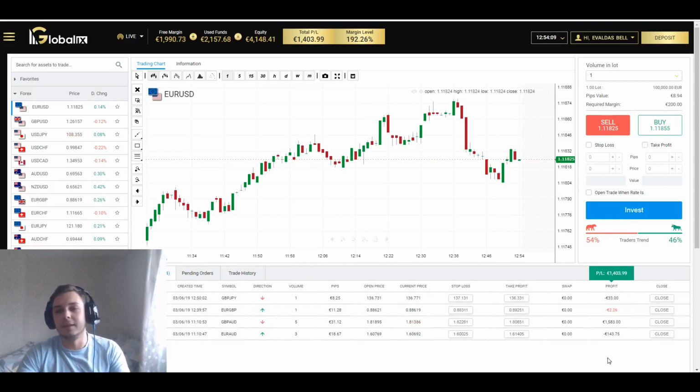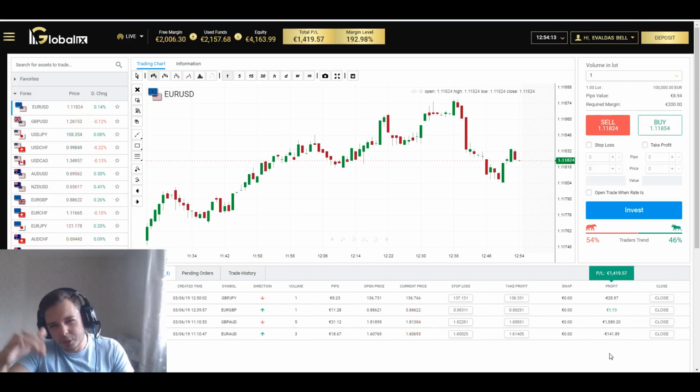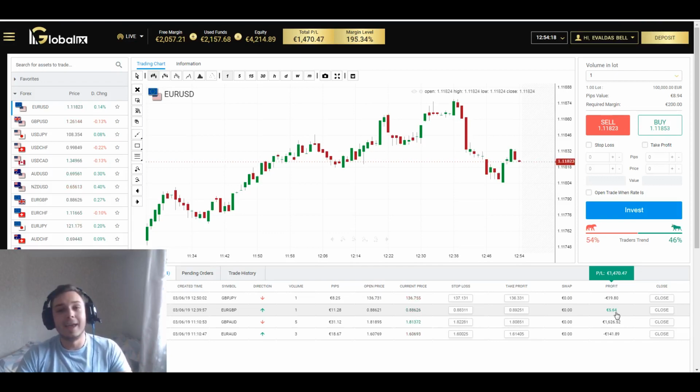2.26, that's what I mean. Spread difference. It was minus 60 euros, now it's pushing it back. Look, there we go. We see some profit. 1.1325. As you can see, this is what I mean. This is how you trade. This is how you trade, guys.